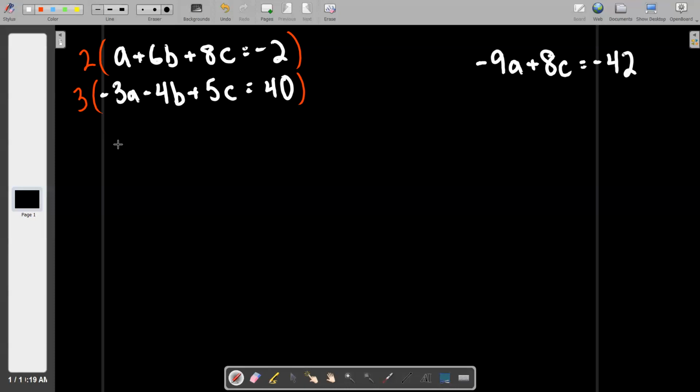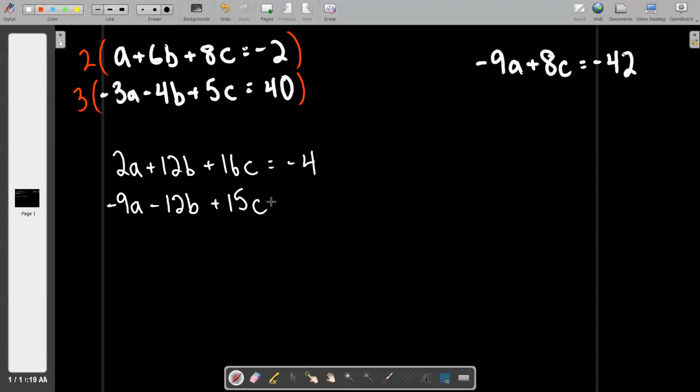So the new top equation would say 2a plus 12b plus 16c equals negative 4. And then I'm going to go through the second row and I'm going to get negative 9a minus 12b plus 15c equals 120. Any questions so far? What's going to happen now is I'm going to add those together.